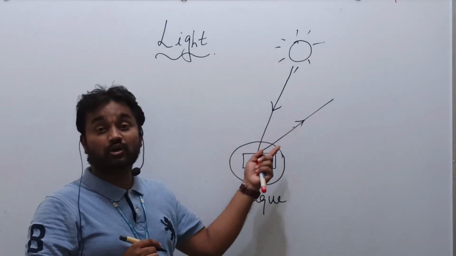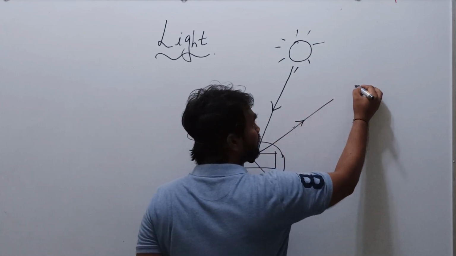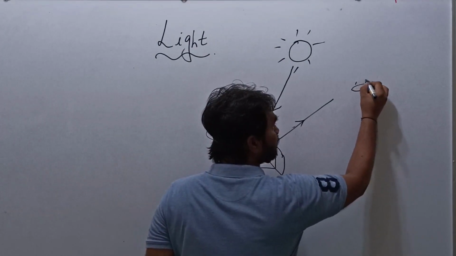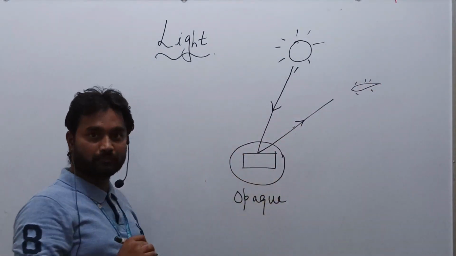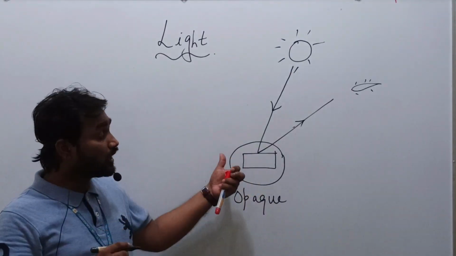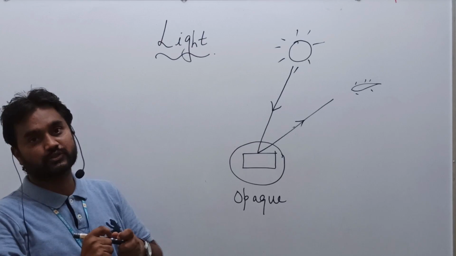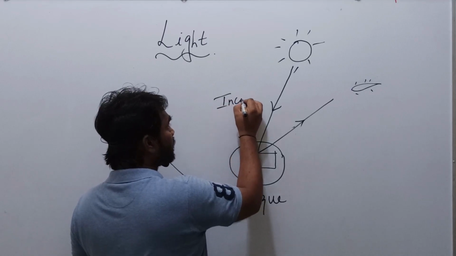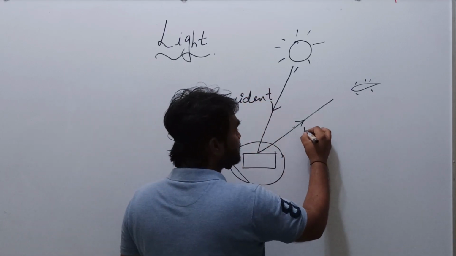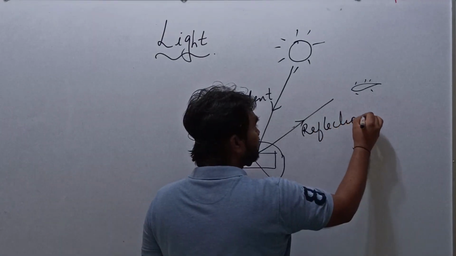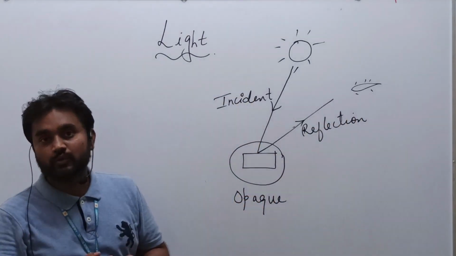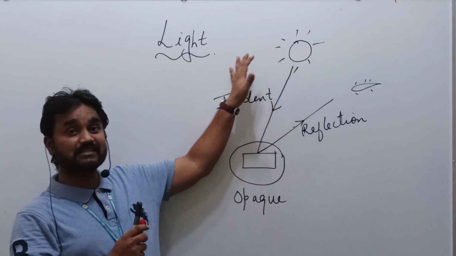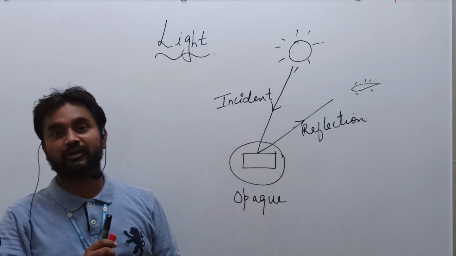This bouncing back of light is called reflection of light. If I am standing here and viewing this object, then I can see this object. So what is the phenomenon which is helping us to see the object? That is reflection of light. This is the incident light and this is the reflection. So reflection is one phenomenon which is helping us to see the objects. Is that clear? So this tells us that light is a form of energy.